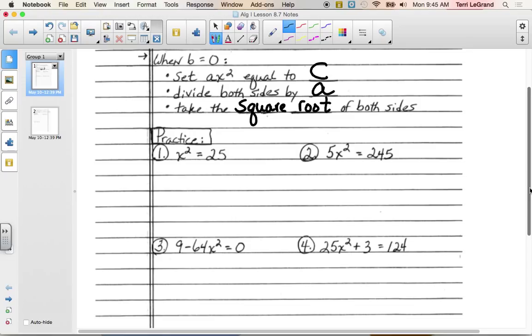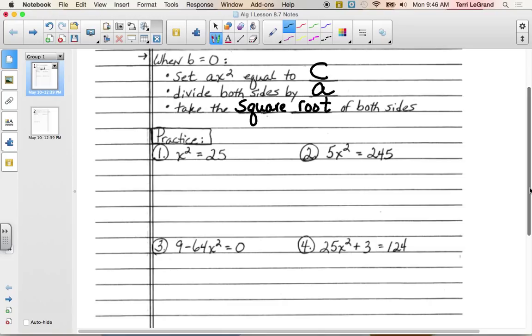Would that be an ax squared term set equal to a c term? x squared equals 25? Yeah, it would. What's our a value in fact in number 1? It's actually 1, isn't it? And then our c value is 25. So it says divide both sides by a. You really think we need to divide both sides by a this time? Do we get to skip that step also? Why? Because dividing by 1 wouldn't change anything.